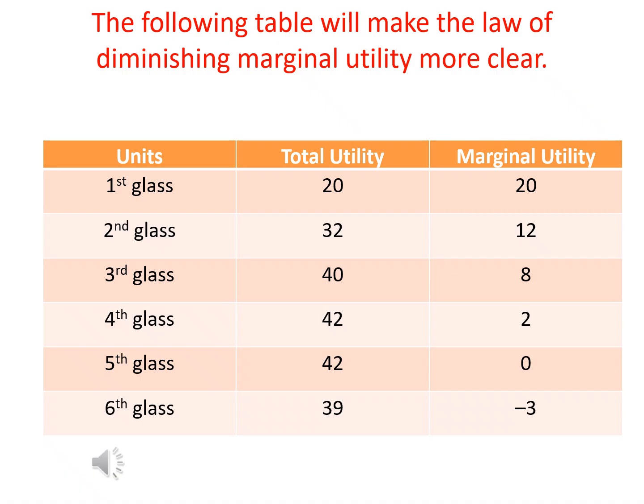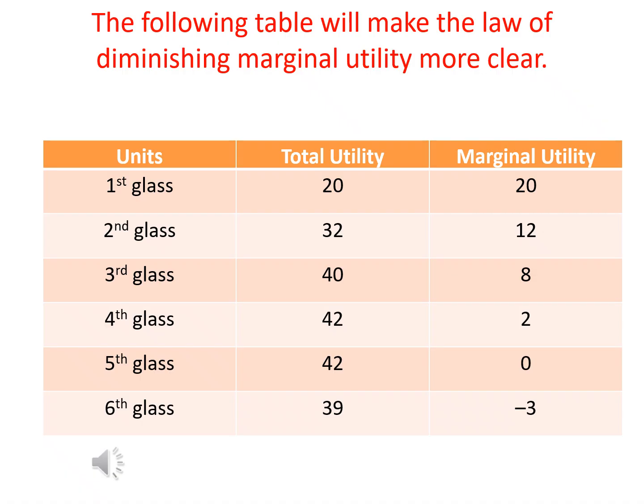Let us first understand the axis of the graph shown on the slide. The horizontal axis, or the x-axis, represents the number of units of the commodity consumed. In this example, the units represent the successive glasses of water consumed by a thirsty person.